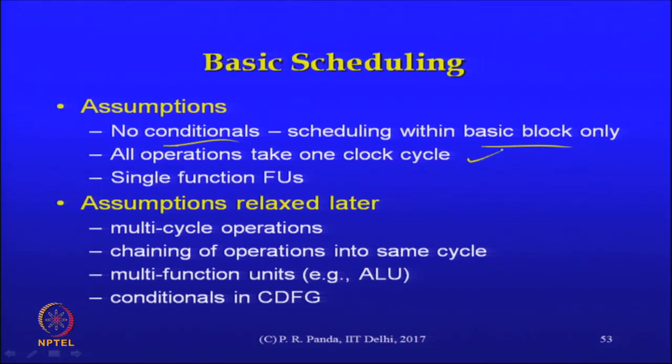Let us assume that all the operations take one cycle. That is just to simplify the presentation of the algorithm, it does not make any difference. The problem is still difficult even if you assume that all operations take one cycle. And let us assume that there are single function FUs, meaning that you do not have ALU kind of functions that are capable of performing both an addition and subtraction and a bunch of operations. We can easily relax all of these constraints later on. Once we define the basic strategy, we can relax this one certainly into multi-cycle operations. It is a simple extension.